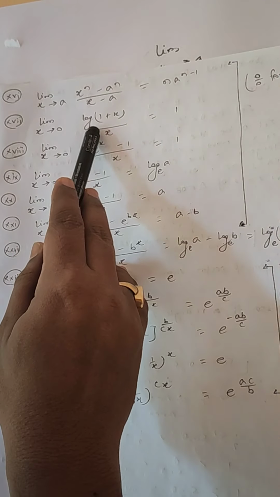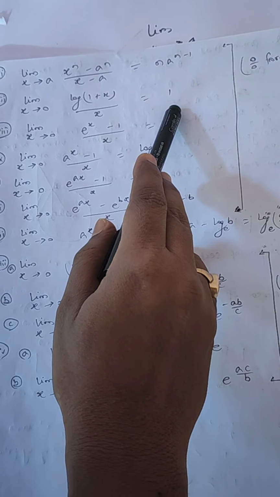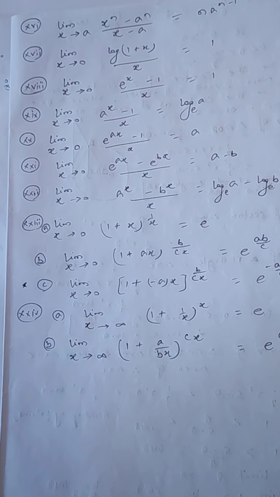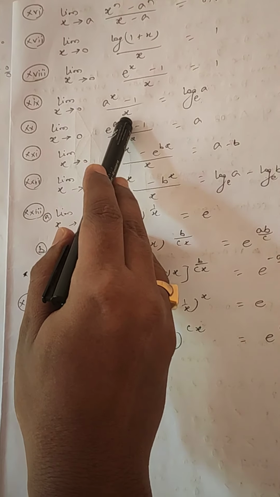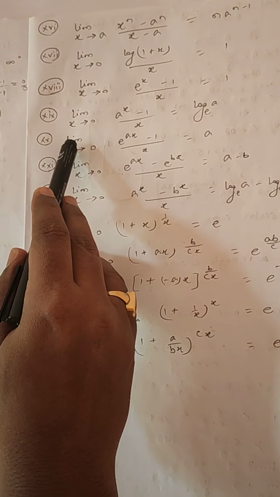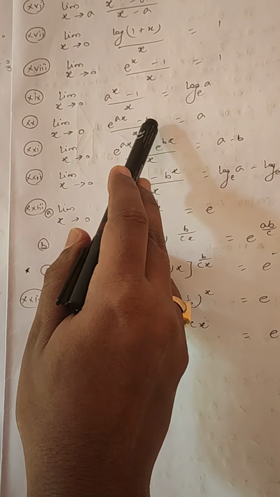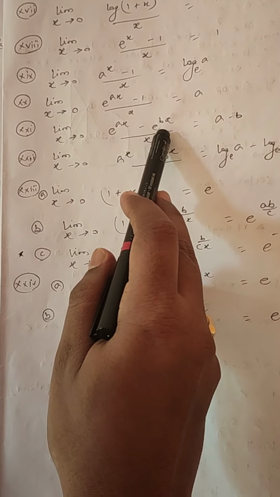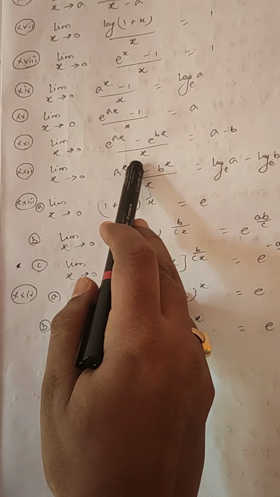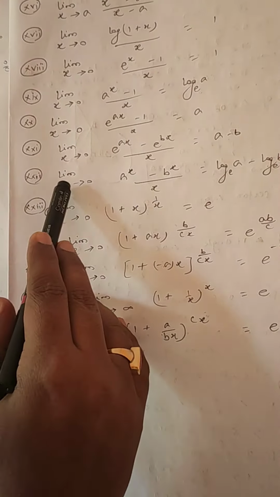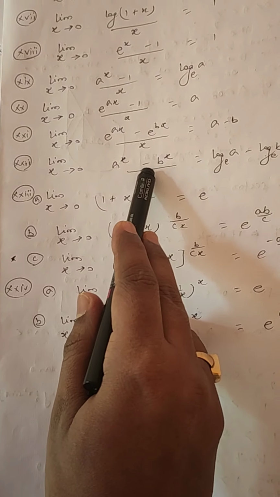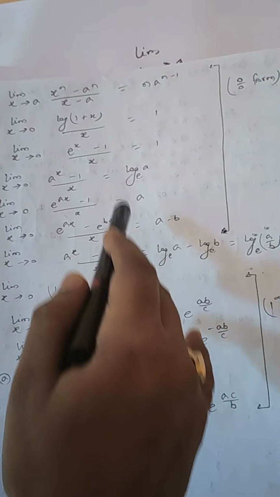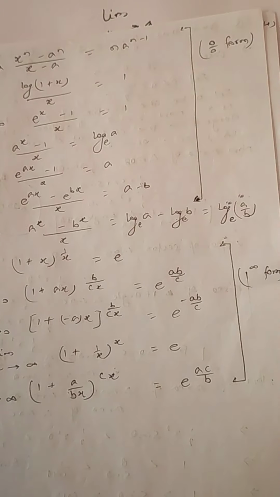Limit x tends to 0 of log(1+x)/x equals 1. Limit x tends to 0 of (e^x - 1)/x equals 1. Limit x tends to 0 of (a^x - 1)/x equals log a base e. Limit x tends to 0 of (e^(ax) - 1)/x equals a. Limit x tends to 0 of (e^(ax) - e^(bx))/x equals a - b. Limit x tends to 0 of (a^x - b^x)/x will be log(a/b). And these all are 0/0 form.